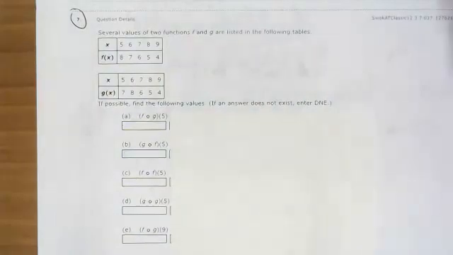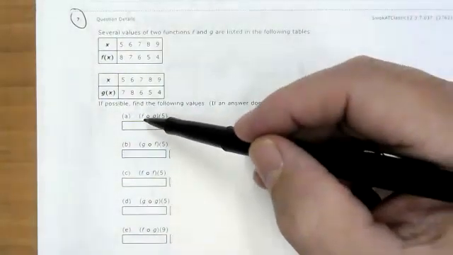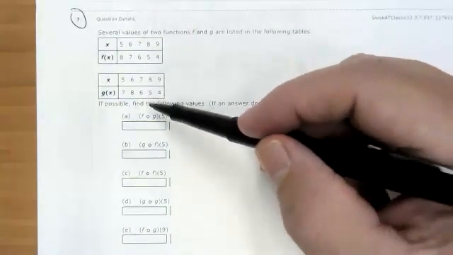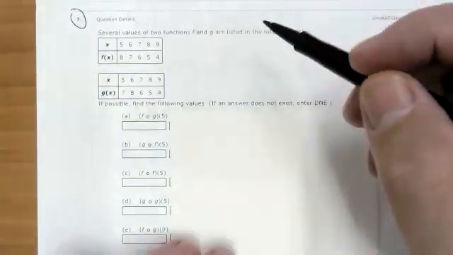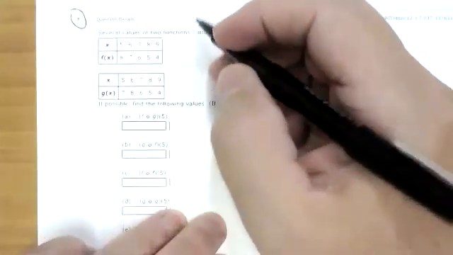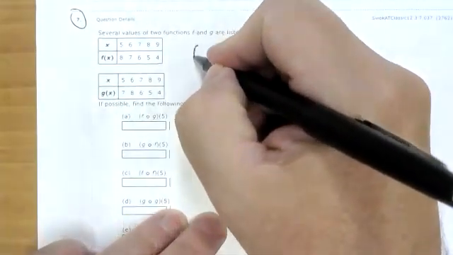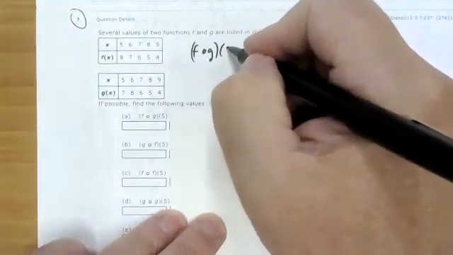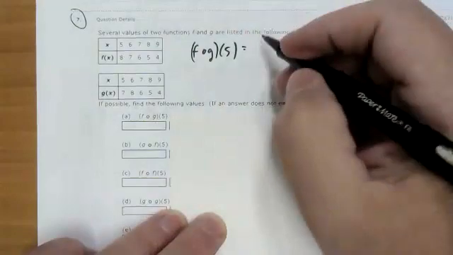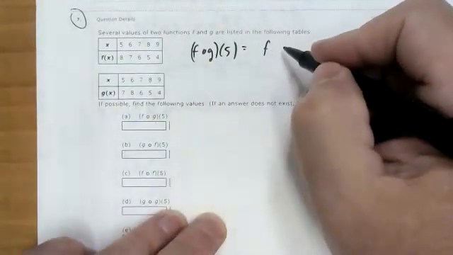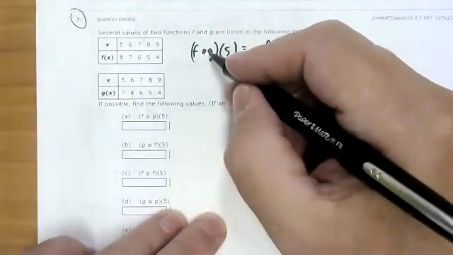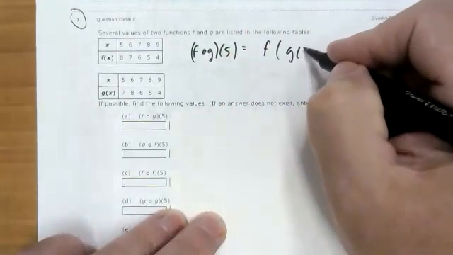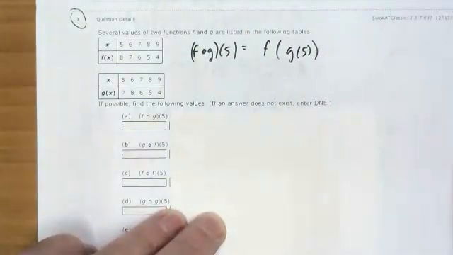Now, here's what's interesting. Here's a problem they give you, f composite g of 5, and they want us to use these two tables. Well, let's do this. Let's write out what f composite g of 5 means. I'm going to rewrite it. I always rewrite the composite function. f composite g of 5 means f of g of 5.